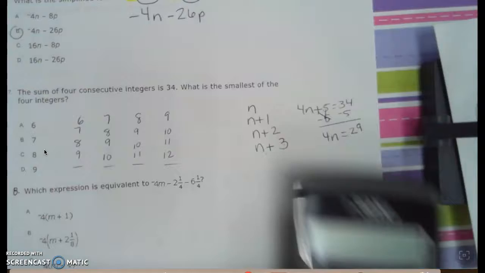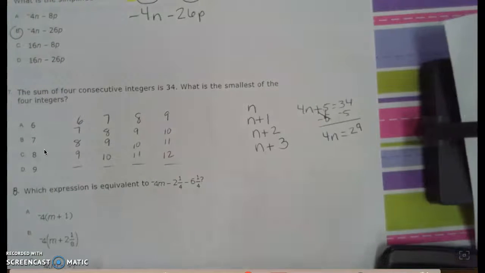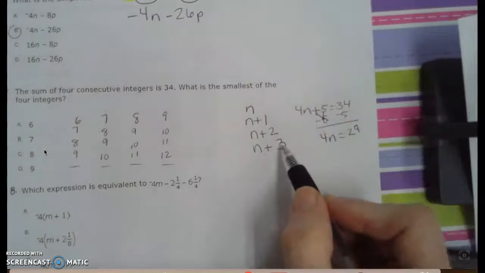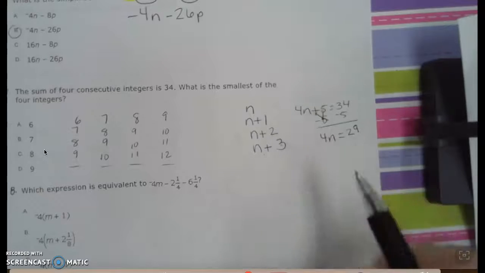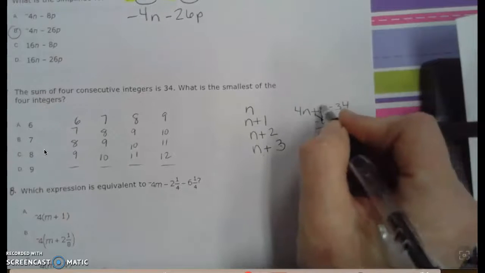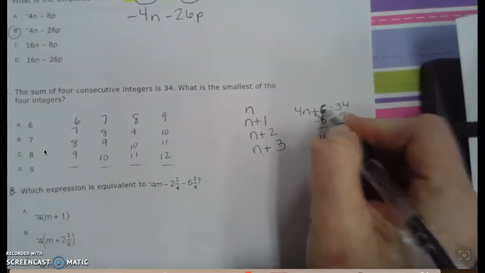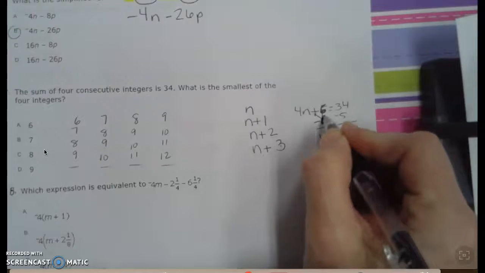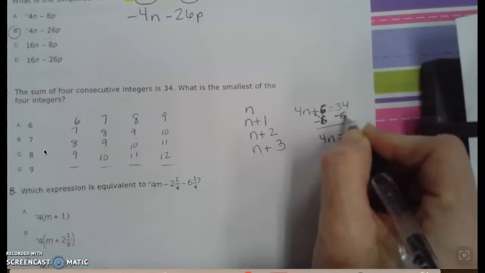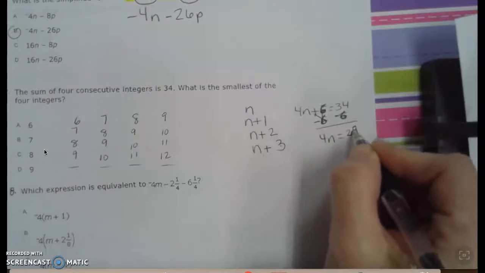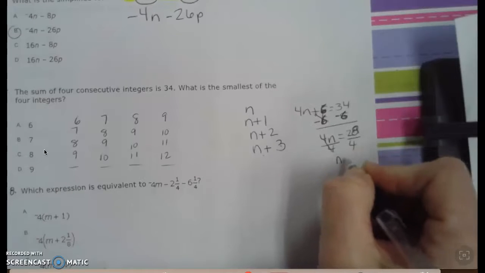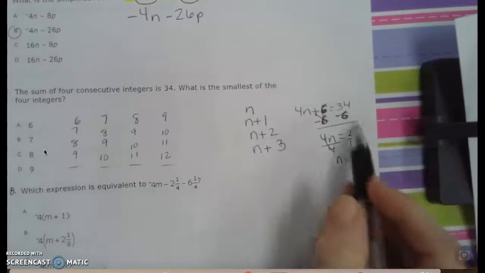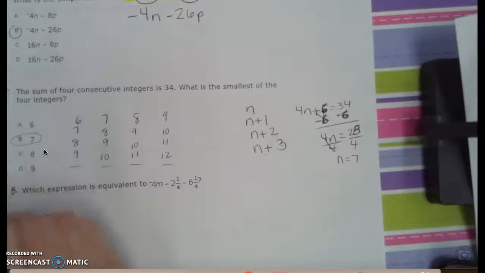Okay. Y'all see what I did wrong? I don't know if y'all did or not. But anyway, if I say 3, 4, 5, 6, that shouldn't have been plus 5. That should have been plus 6. So there's where I messed up. So this should have been a plus 6. And so then I would have subtracted 6 and subtracted 6. And then I would have gotten 28 divided by 4, and n equals 7. So that lets me know that my smallest number has to be 7.